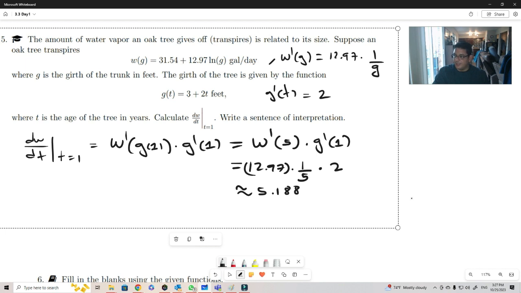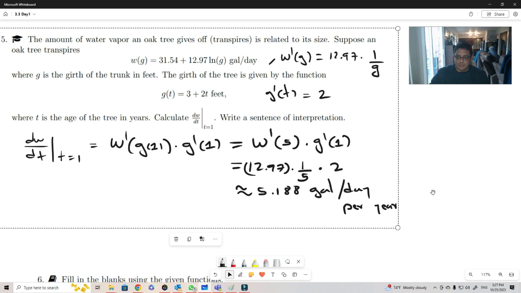5.188. And let's remember that this is a rate of change, and so what this is measuring is the units of W over the units of T. So this rate of change is 5.188 gallons per day per year. Notice that W changes in gallons per day, and the time T is changing in years. So that's why we have this relationship.